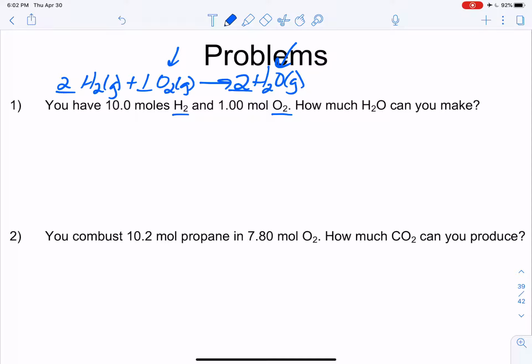Now, if you look at 10 versus 1, you might think, oh, it's really super obvious who's the limiting reactant. It's probably going to be O2. But I'm going to warn you that it doesn't always work like that. It's not always the one that has the lower number that's going to be limiting. And we will see that in one of the following problems.